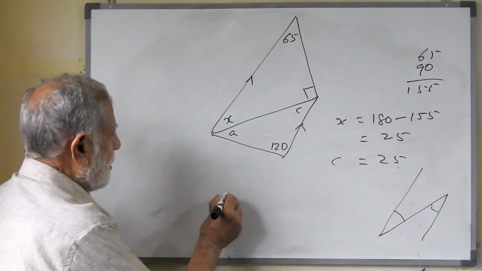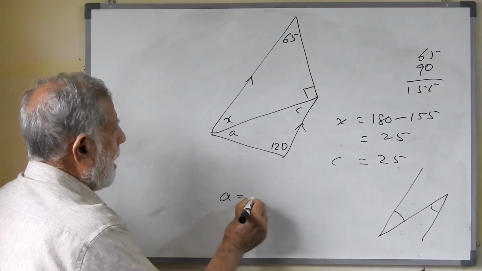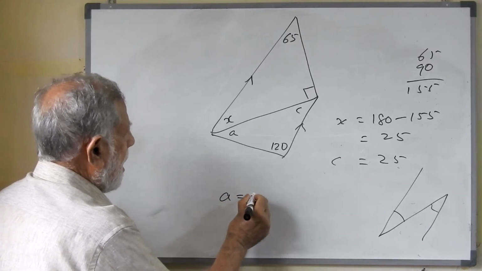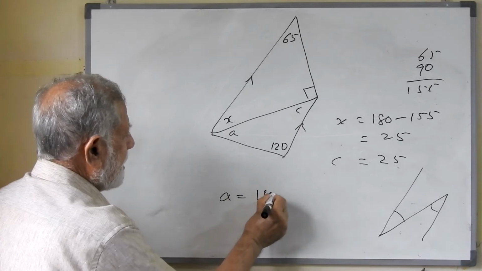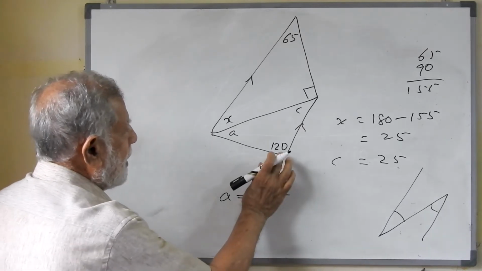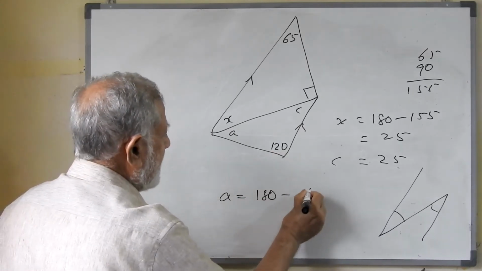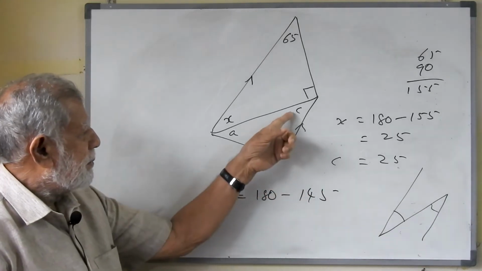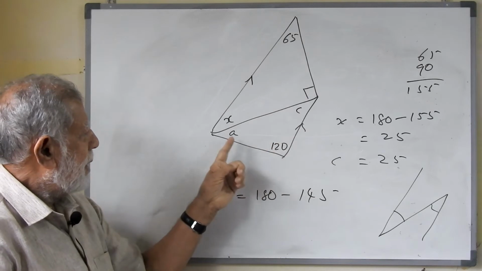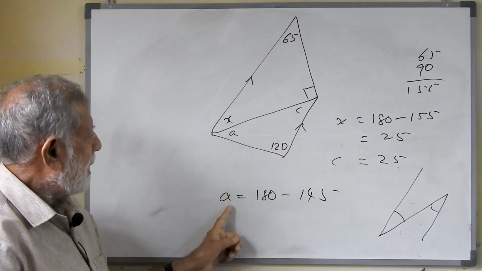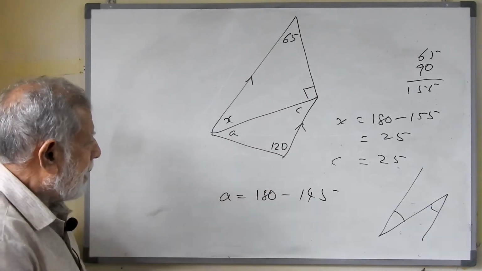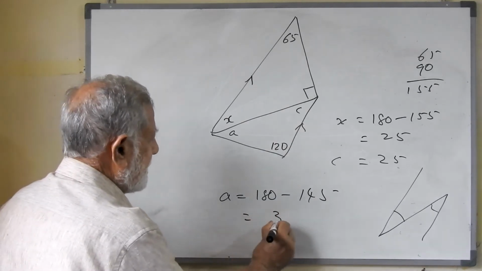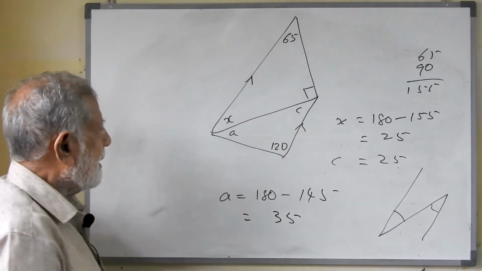So A is equal to 180 minus 120 and 25, which is 145 degrees. So this is 120, this is 25, 145 degrees. So A is equal to 180 minus these two angles, that is 180 minus 145, which is equal to 35 degrees. So A is equal to 35 degrees.